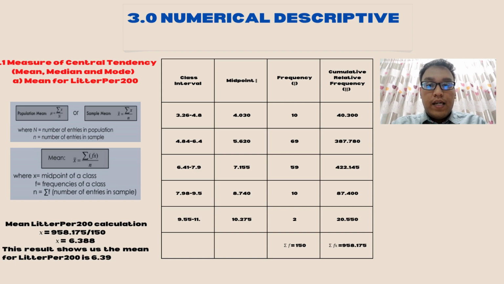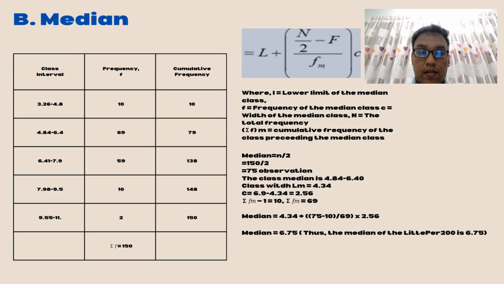3.0 numerical descriptive. 3.1 measure of central tendency. We use mean, median, and mode. The first one is the mean for the liter per 200. This result shows us the mean for the liter per 200 is 6.39. The next part is median. The median formula is n divided by 2. We get the 75th observation. The class median is 4.84 until 6.40.